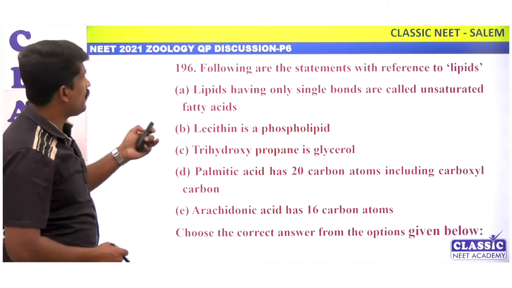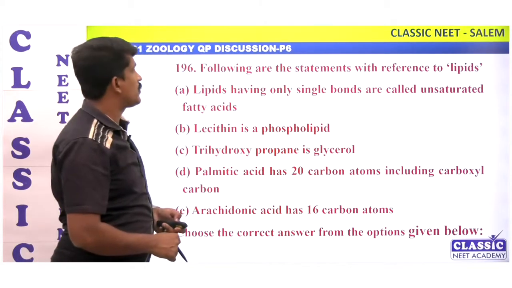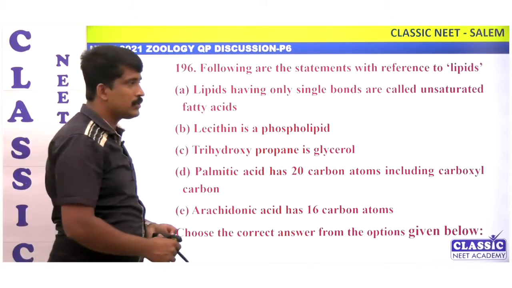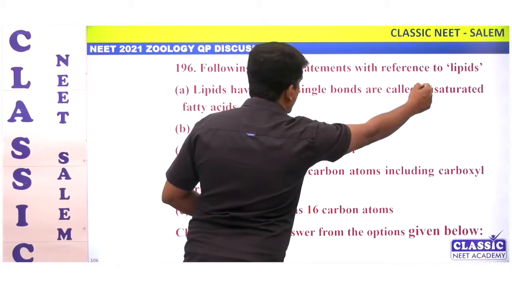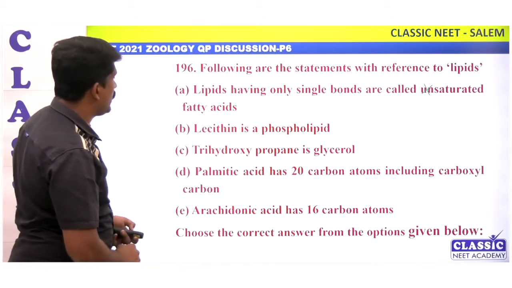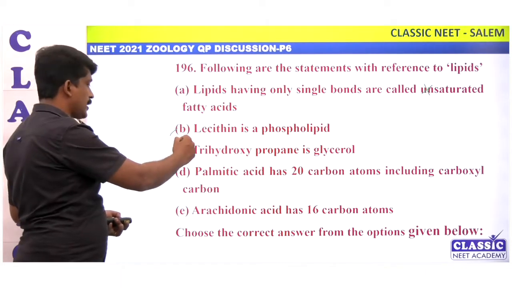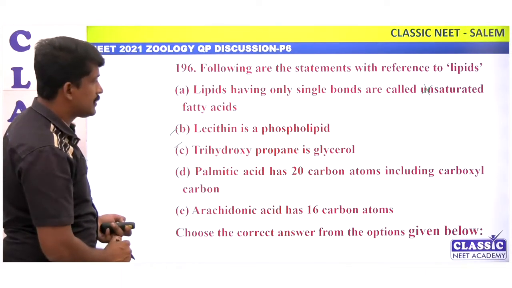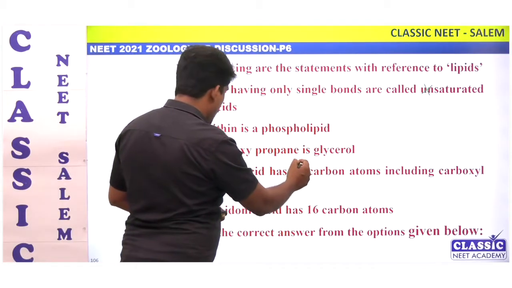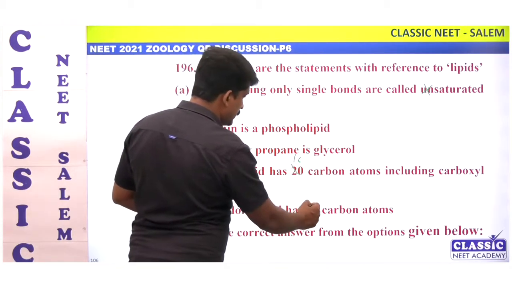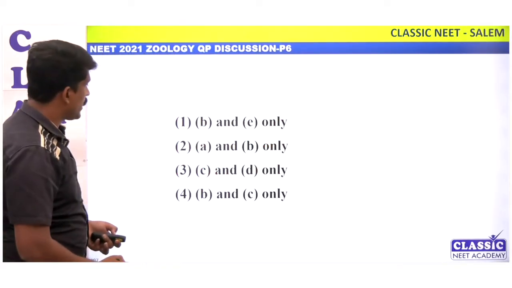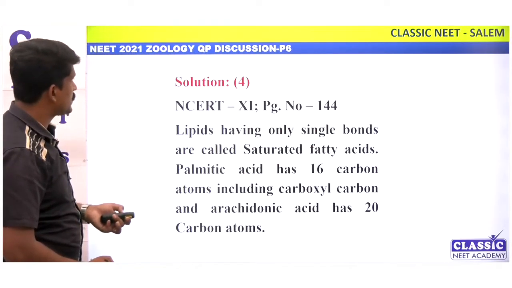Now the next one, following are the statements with reference to lipids. Lipids having only single bonds are called unsaturated. Is it so? It should be saturated. Am I right? Now, lecithin is a phospholipid, correct only. Dihydroxypropane is glycerol, both are correct. Palmitic acid has 20 carbon atoms. Is it so? I think it is having 16, and arachidonic acid has 16 is given. It should be 20, I think. So only B and C will be the correct. Okay, so that means the option 4 is given correctly.